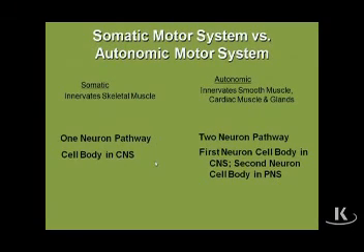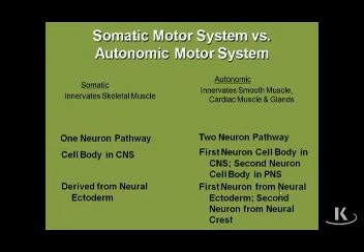Because we know the location of the cell body, that means we know the embryonic origin of those cells. Since the somatic motor nerves have their cell bodies in the CNS, that tells us that they are derived from neuroectoderm. Since in the autonomic nervous system we have one cell body in the CNS and the other in the PNS, that means the first neuron comes from neuroectoderm and the second neuron comes from neural crest.